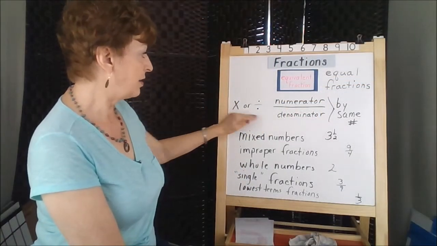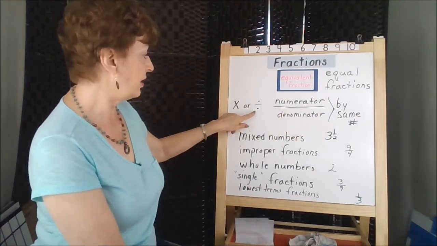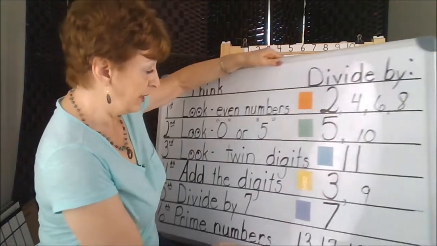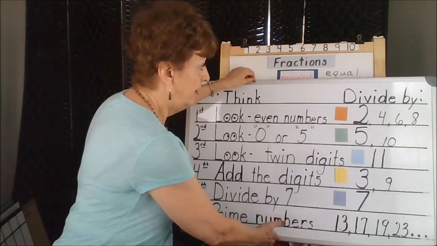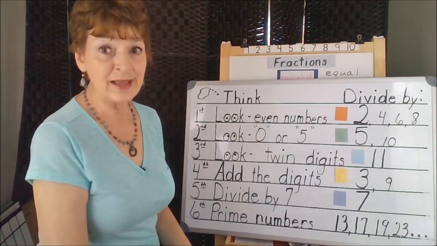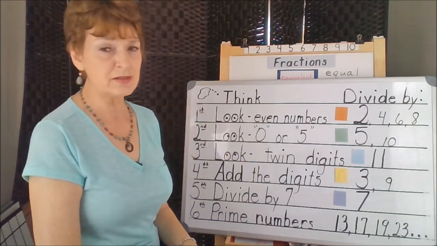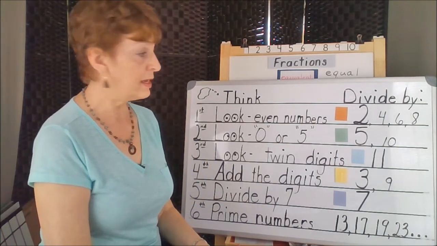When multiplying or dividing the numerator and the denominator by the same number, particularly the division in this case, following the rules for divisibility will really be very helpful. I covered this in other videos, so if you need to refresh your memory on that, please go back and take a look at the divisibility rules, because those are really helpful when making equivalent fractions.